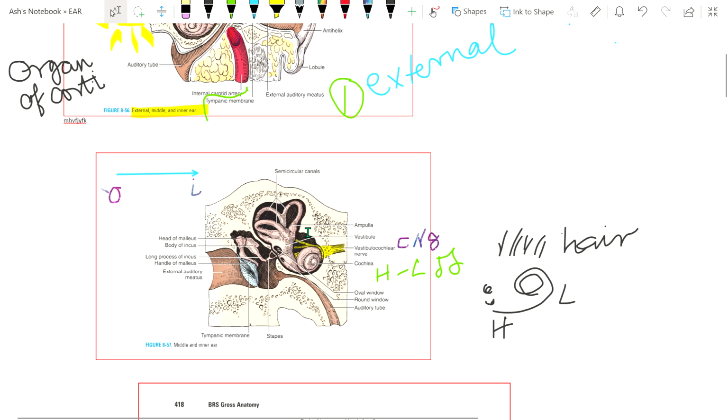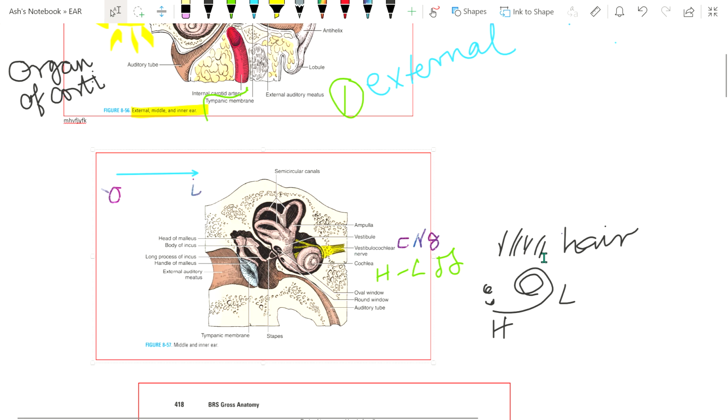In the vestibule part, you can see two small windows. The bigger one on the top is called the oval window, and the smaller one is the round window. The cochlea is also there. The ampulla is also part of the vestibule. The nerve which takes the message from the cochlea to the brain is the auditory nerve, which is the vestibulocochlear nerve, because both the vestibule and the cochlea are there.